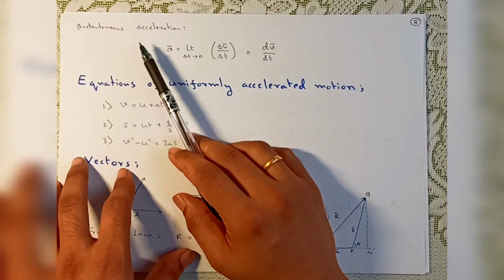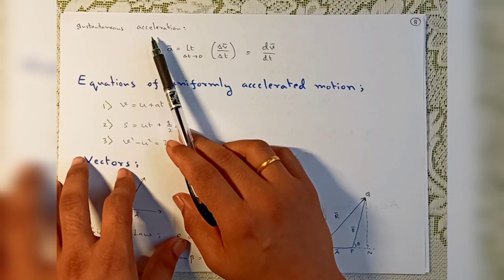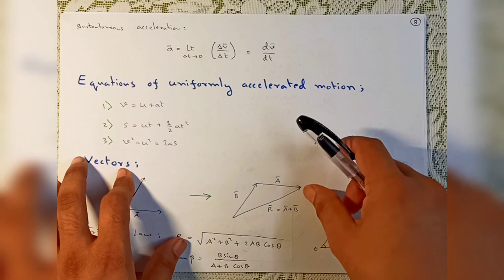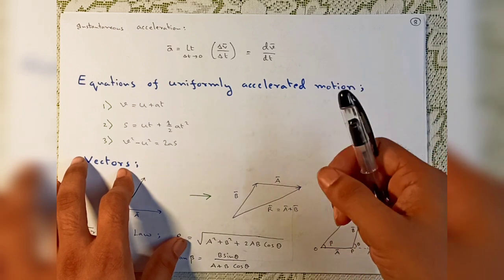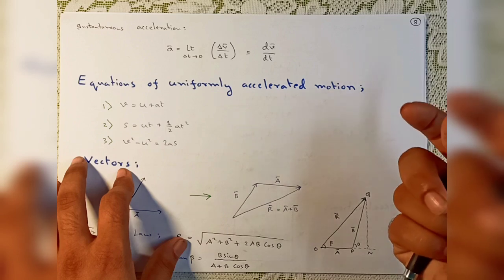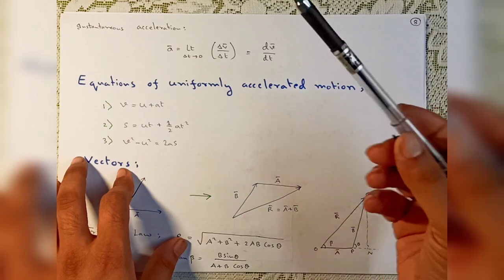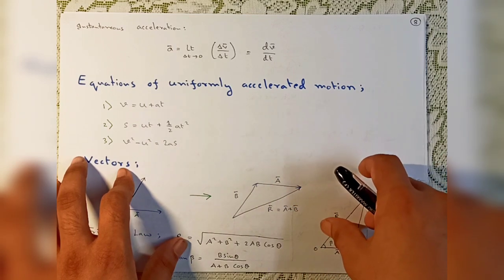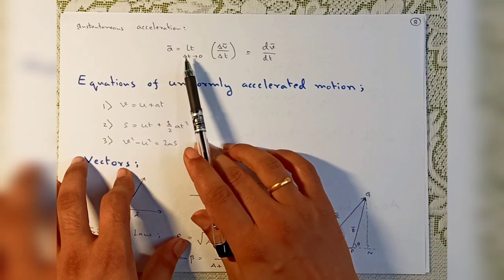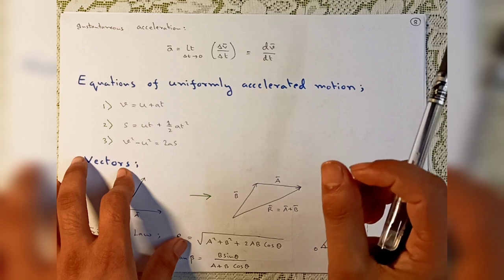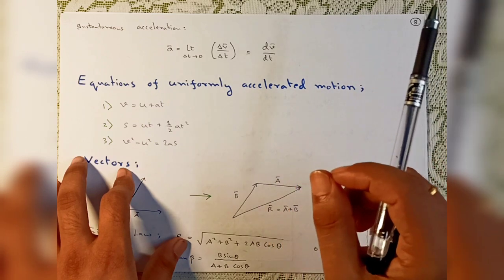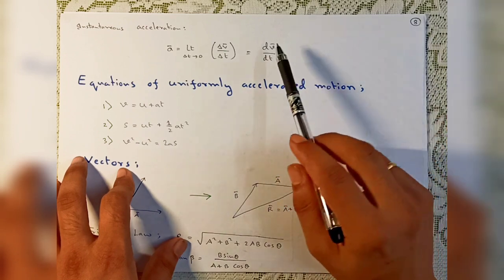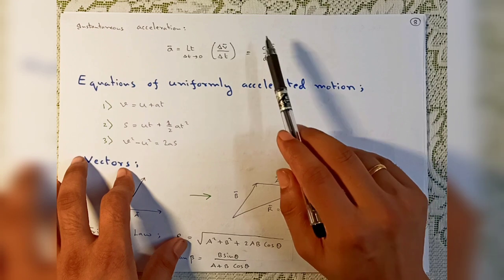Similar to instantaneous velocity, there is instantaneous acceleration. That is, what is the exact acceleration of the body at that instant of time? For example, at 2 seconds, how much is the acceleration? At 3 seconds, how much is the acceleration? Instantaneous acceleration means the acceleration at the exact given instant of time. So here you see delta t tending to 0, because if it is an exact moment of time, the time has to be very, very small. Hence dv by dt.